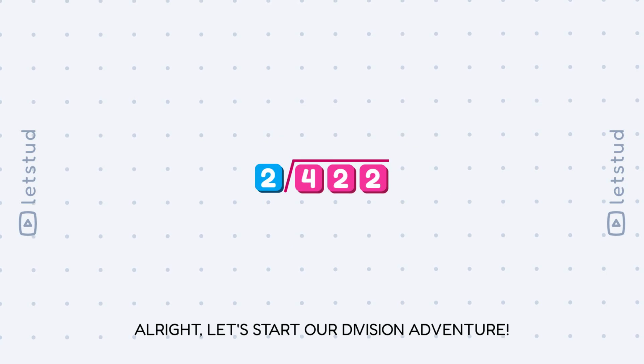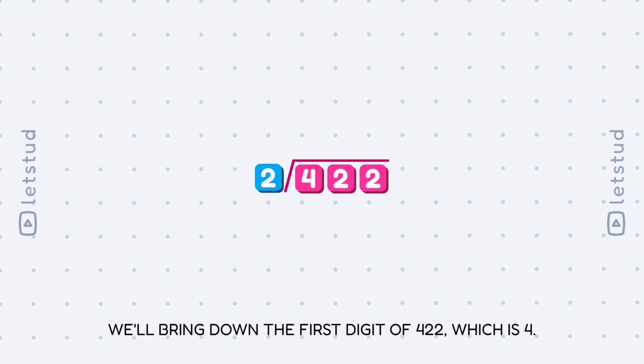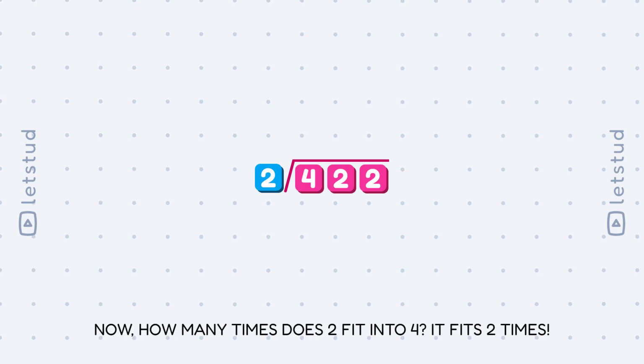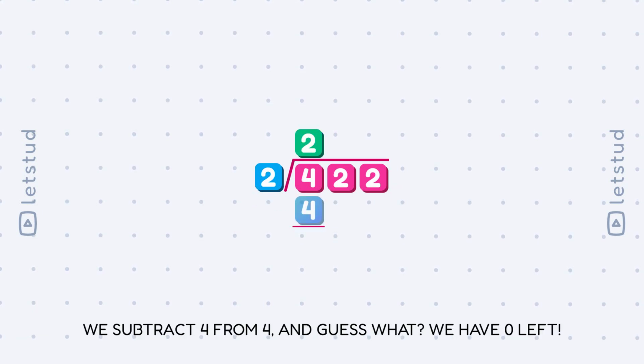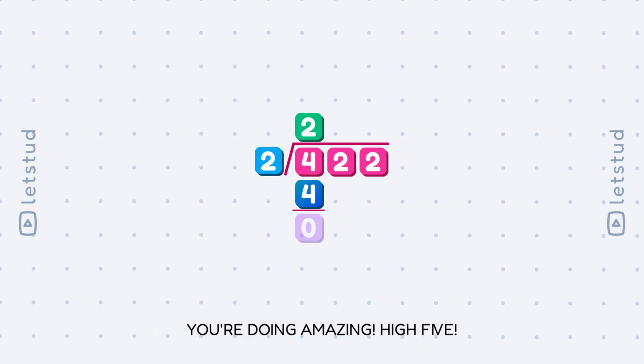Alright, let's start our division adventure. We'll bring down the first digit of 422, which is 4. Now how many times does 2 fit into 4? It fits 2 times. Let's check. 2 times 2 is 4, perfect. We subtract 4 from 4 and guess what? We have 0 left. You're doing amazing, high five.